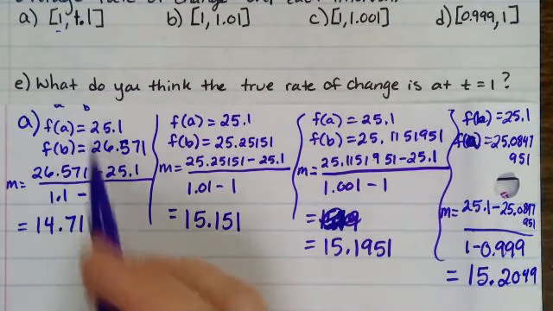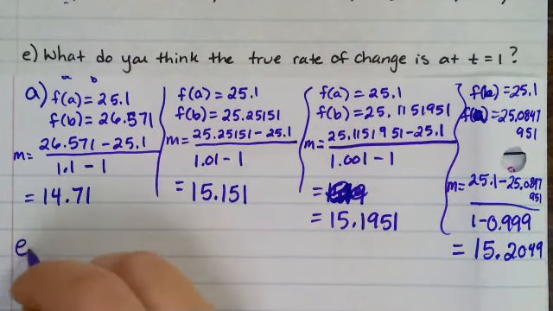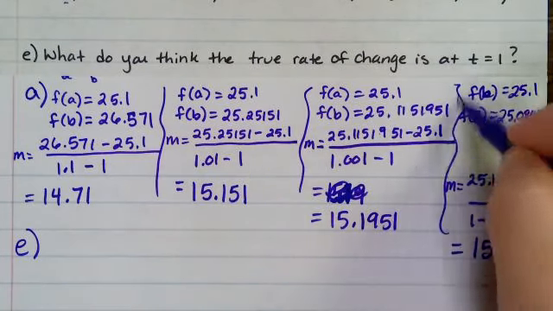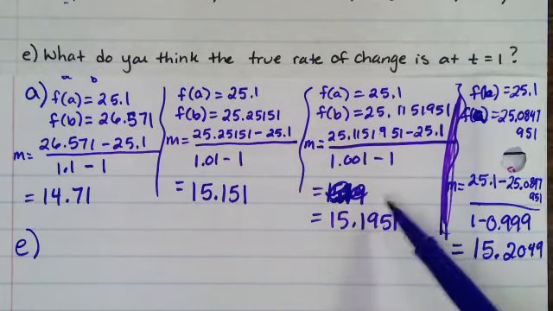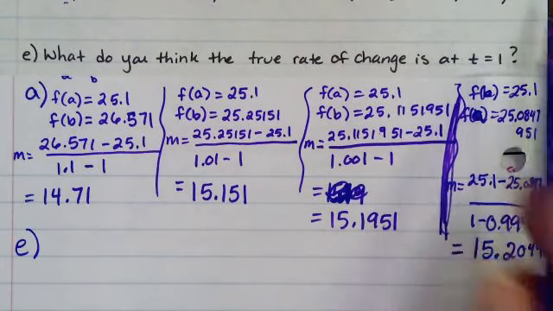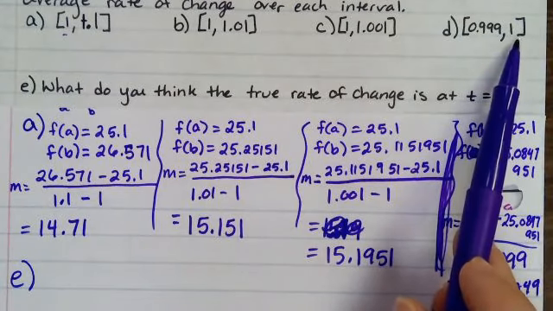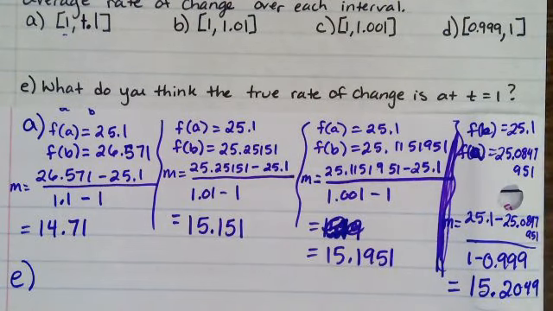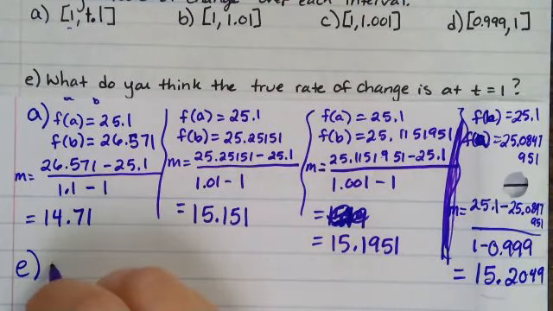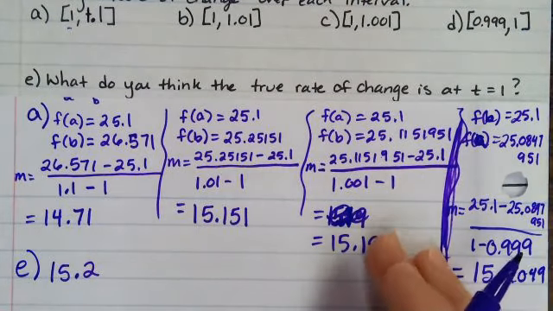So our question here for E says, what do you think the rate of change would be at t equals 1? My estimation is that on this side, when A was 1 for these three, it was getting closer to 15.2 from that side. And when I swapped and put 1 as my B, then I had a little bit larger than 15.2. So that leads me to think that my rate of change would be about 15.2 at t equals 1.